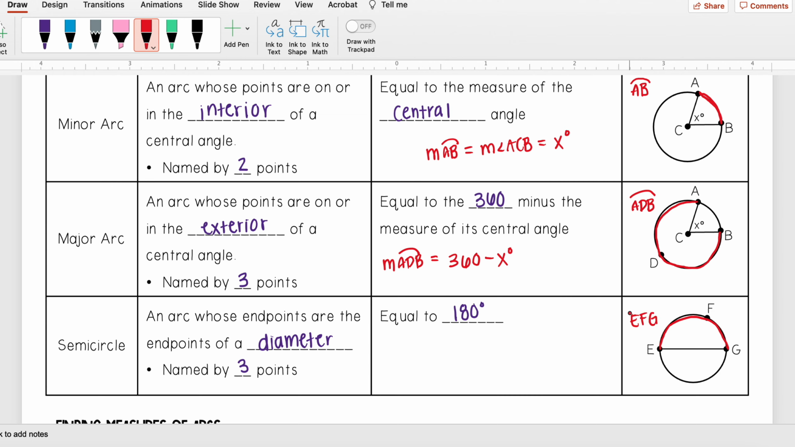And so it's really important when you're naming your major arc and your semicircle that you do the letters in the right order. So here I had to go E, F, G. I had to have F in the middle. G and E can switch places, but F had to be in the middle, so I knew I was talking about this semicircle. If I didn't have F in the middle, for instance, if I was looking at my arc EGF, EGF would actually be this arc. So you want to make sure that you are paying close attention to the ordering of the letters.